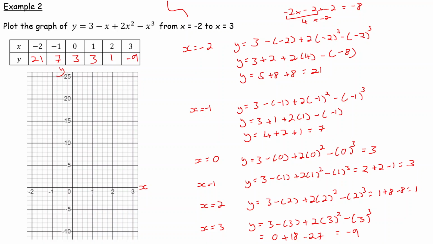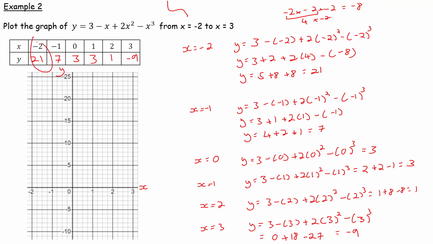Okay, a good kind of check to make sure that it's going to be roughly right is that your y values should fit on the grid. Your biggest one is 21, your smallest one is minus 9. Hopefully it fits on the grid. It does, and it does. Good, so it should hopefully be roughly correct. And again, we're looking to get this other S-shape cubic graph. Let's plot our points.